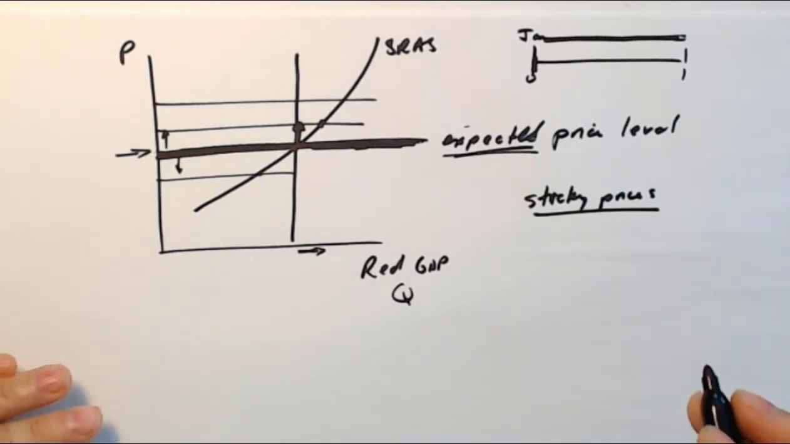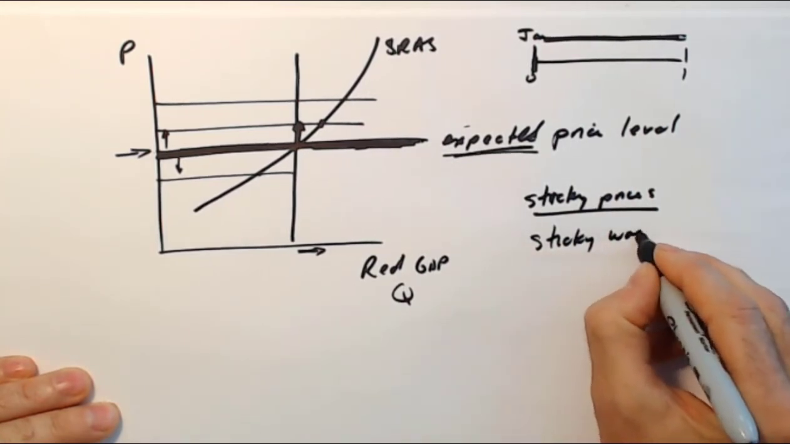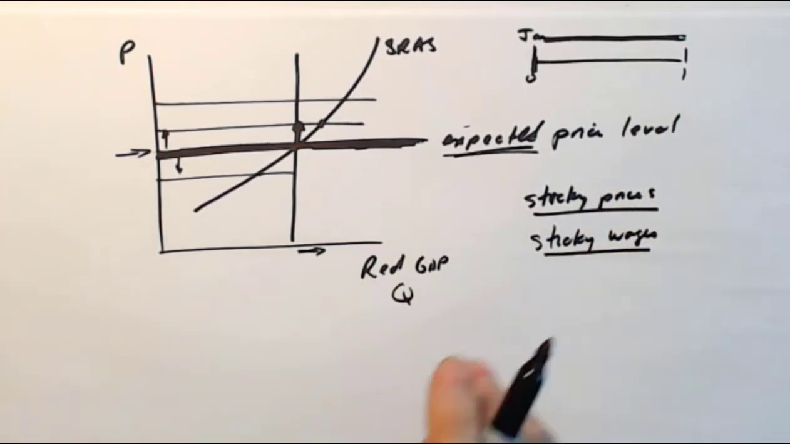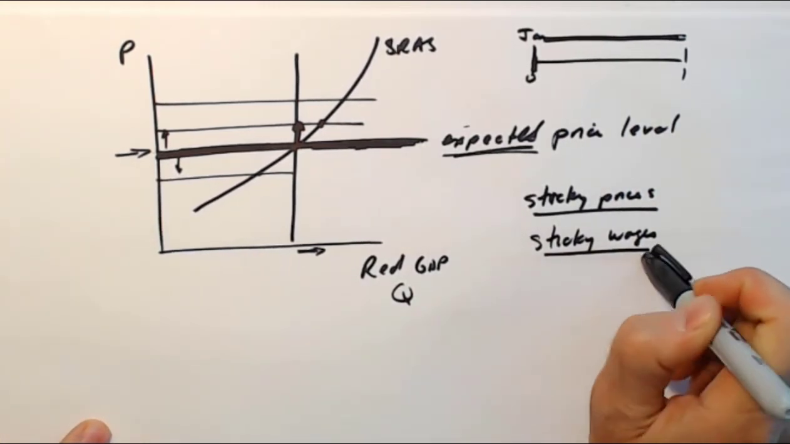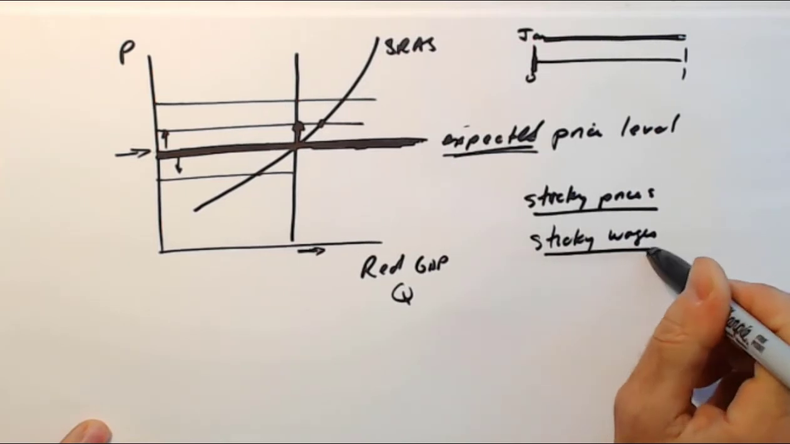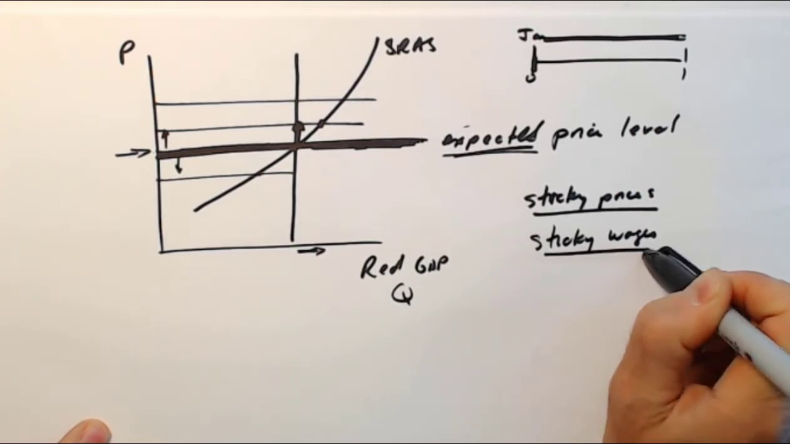Now, there's a concept called sticky wages. And sticky wages is kind of like sticky input prices. Wages are sticky. For example, you may not get a raise for a year or two in a lot of organizations. And so your wages are relatively fixed.